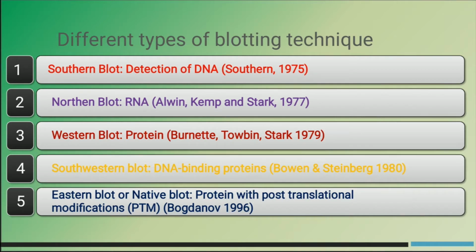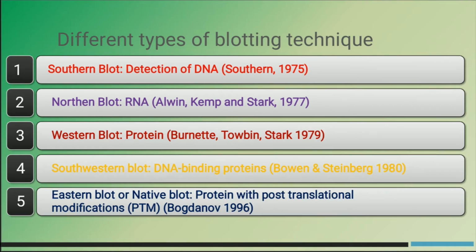The term post-translational modification means that immediately after translation, proteins undergo certain modifications in the amino acids, such as glycosylation, disulfide bond formation, folding, etc. So with its modified structure, the protein is detected by the Eastern blot or native blot method, and it was reported by Bogdanov in the year 1996.